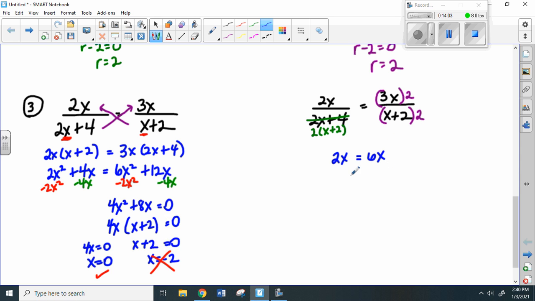We just have to get our x's together. So I'm going to subtract 2x from the left to the right. And that's going to give me 0 equals 4x. And then I divide by 4, and x equals 0, which we know works because we checked it earlier. And it doesn't give us the answer that doesn't work, okay? So it gives us the same answer that does work, and we don't have to factor, we don't have to do anything. So that's personally why I think the new way is a little bit easier.